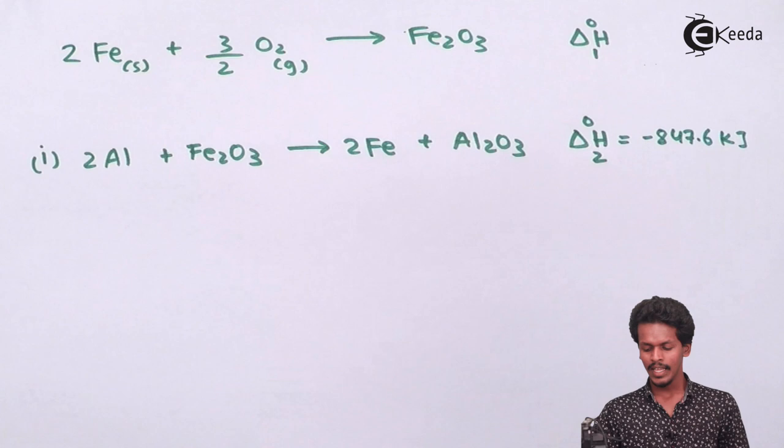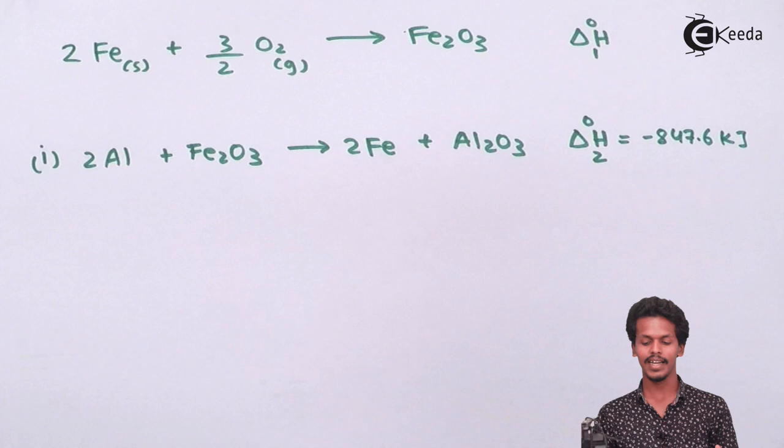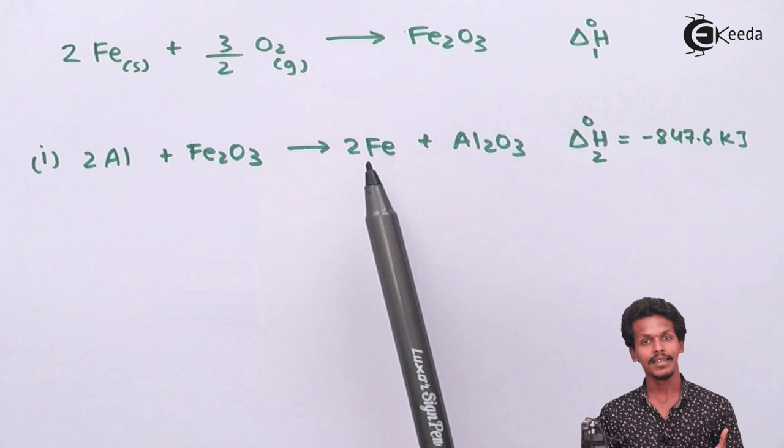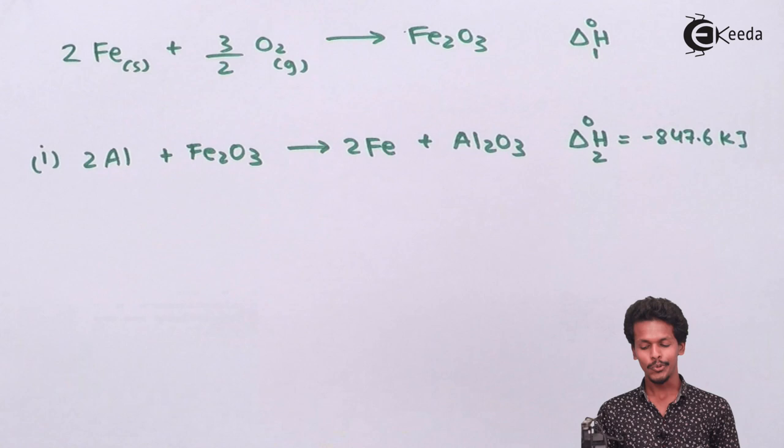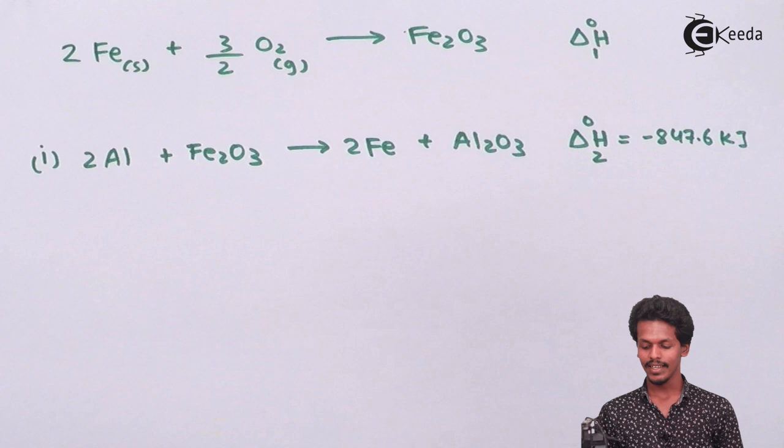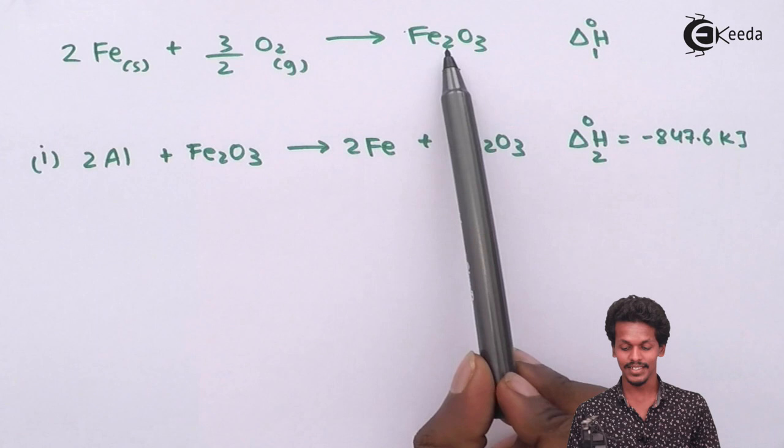But the iron that we need is on the left hand side, that is on the reactant side, while in the given data the iron is present on the right hand side. So the one thing I could do is reverse the process. If I reverse it, then only this iron would be the reactant, while the aluminium and Fe2O3 would be the product. We also need Fe2O3 as a product, so we have to reverse the reaction.